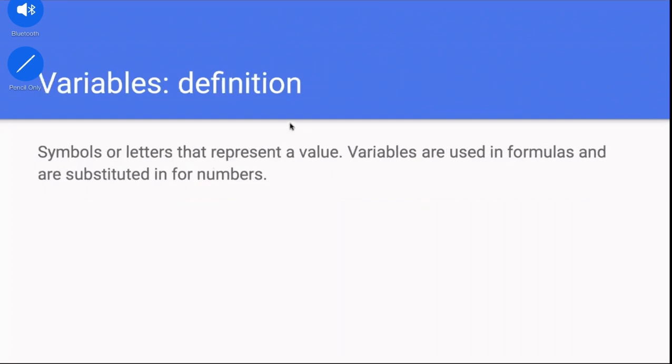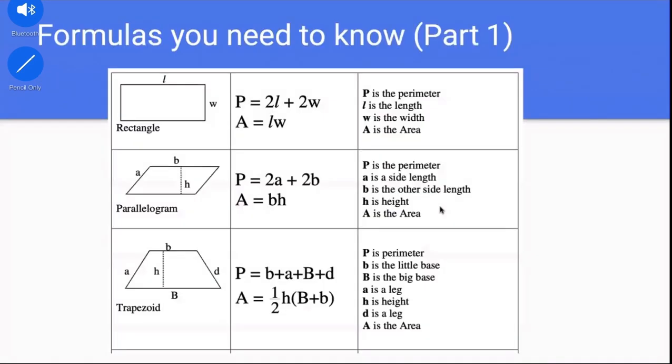Variables. The definition is symbols or letters that represent a value. Variables are used in formulas and are substituted in for numbers. So, some formulas that you need to know. I would recommend writing these down. First, for rectangles: perimeter equals 2L plus 2W, and A equals LW. A perimeter is all of the sides added up, and area is what's inside of that shape.